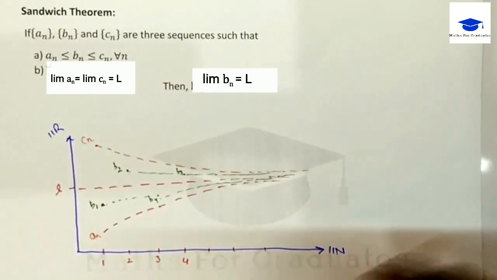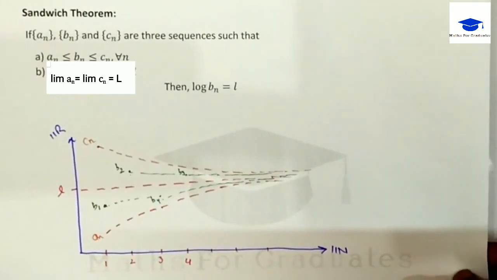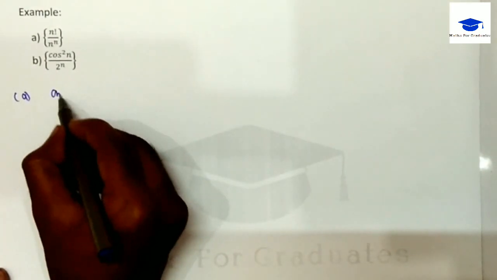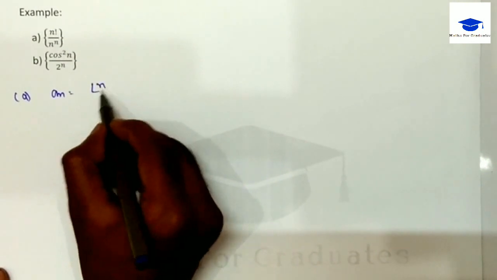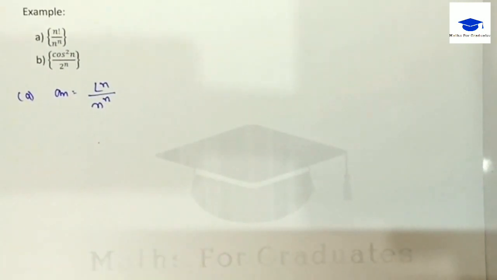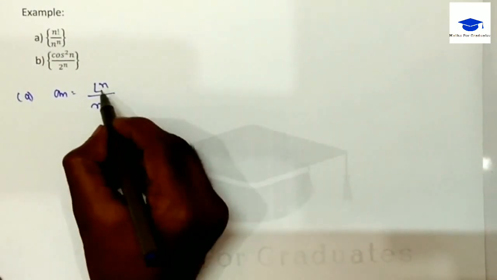Now let's see some questions based on this theorem. First example, whose nth term is factorial n over n raised to power n. We cannot easily find the limit of this nth term, so we'll use the sandwich theorem.